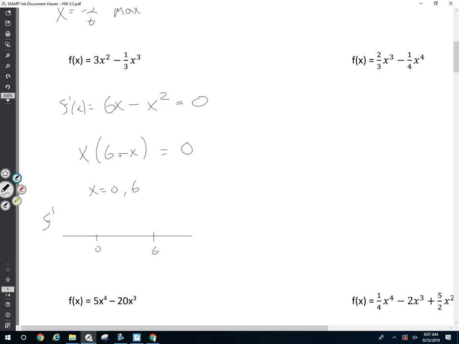Plug in something like 7. 7 times, that would be negative 1. So that's a positive times a negative. So that is a negative. Something like 2. Positive, positive. Something like a negative 1. Negative, positive. Okay, so f is going down, then up, then down. I know this is going to be the location of a min. This is the location of a max.